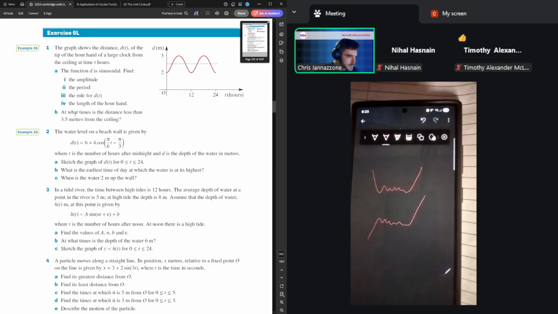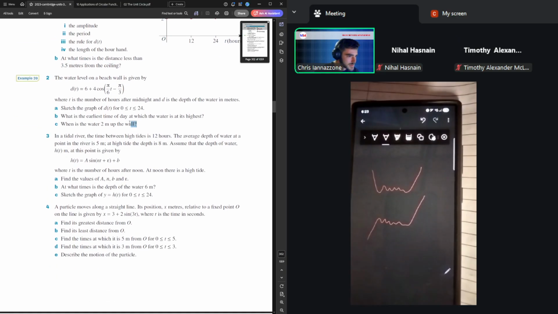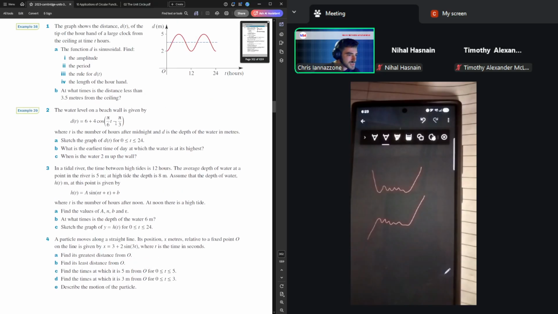Cool. All right. What else? Is there anything else? Questions like, when is the water 2 meters up the wall? This is for a different example in question 2. Again, distance on your y-axis, you sub in t equals 2 instead.